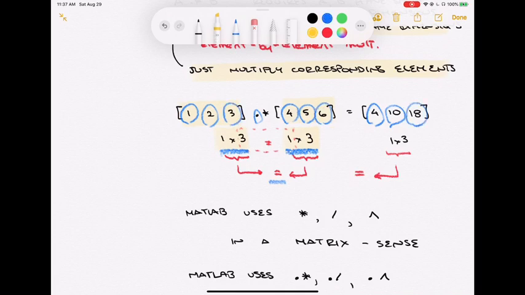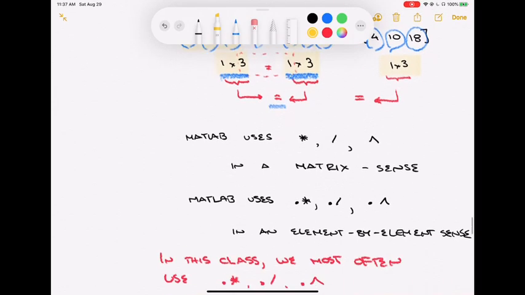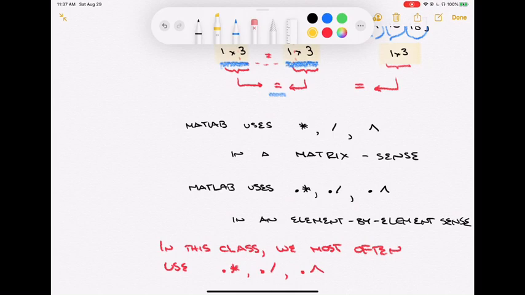The dimensionality of the result matches the dimensionality of the original two objects. So we already made this comment before. MATLAB uses things like multiplication, division, and exponentiation, generally default in a matrix sense. We haven't even talked about matrix exponentiation. We don't need that for this class. We won't worry about it.